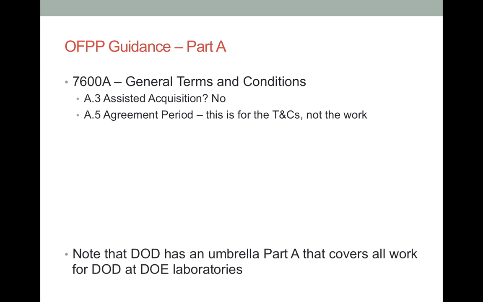Since the Part A is only for generic T's and C's and is not binding without a Part B, I suggest making the POP as long as possible. Some agencies are going out 9 years for this question. Keep in mind the Part A may be modified in the future if needed.